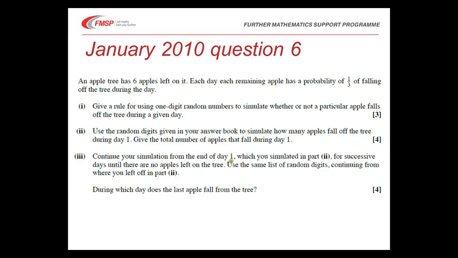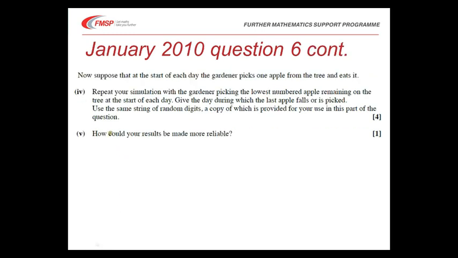Then continue your simulation from the end of day 1 for successive days until there are no apples left on the tree. Use the same list of random digits, continuing from where you left off in part 2. And you're asked during which day does the last apple fall from the tree. In part 4, you're told, suppose that at the start of each day the gardener picks 1 apple from the tree and eats it, and asked to repeat your simulation with the gardener picking the lowest numbered apple remaining on the tree at the start of each day.